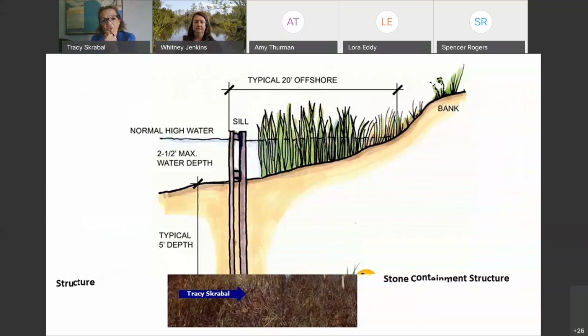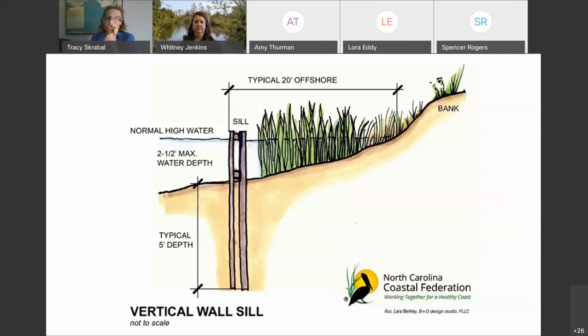Vertical wall sills. The term sill really refers to a number of different structures, but what is constant across them is that these structures are placed channelward of where we want to protect or restore our coastal marshes. And they can be made of a number of structures. Some of you on this call maybe have worked with these. This is a vertical wall sill cartoon.